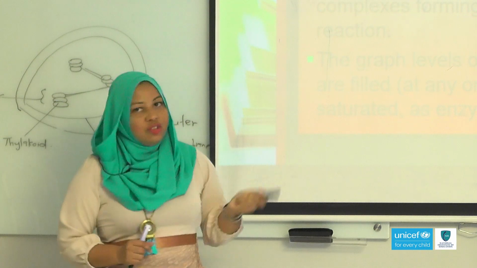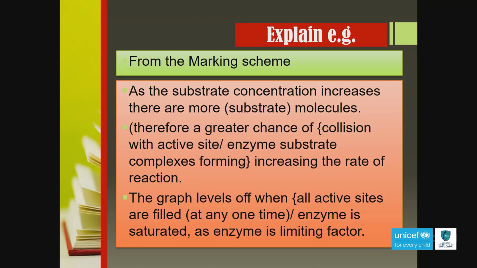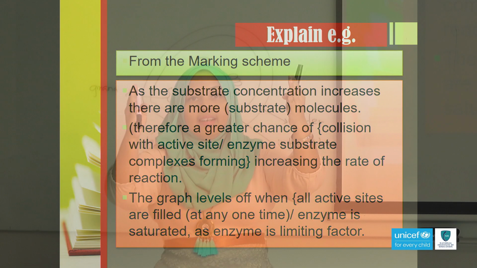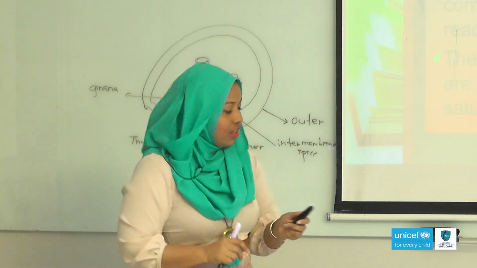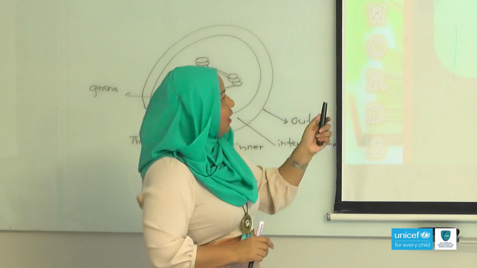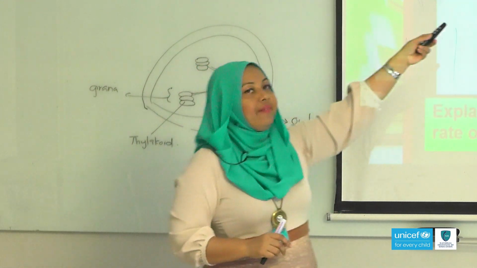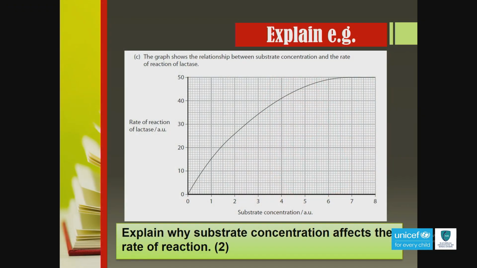Reasons behind it, from the marking scheme: as the substrate concentration increases, there are more substrate molecules. More substrate molecules means there is more chance of collision with the active site of the enzyme, so more enzyme-substrate complexes are formed. This increases the reaction. Do you see how it is developed? Describing the graph, then giving a justification as to why it happens. And there's also another part of the graph: it does not keep on increasing, but it levels off. When it becomes constant, these are words you need to use.